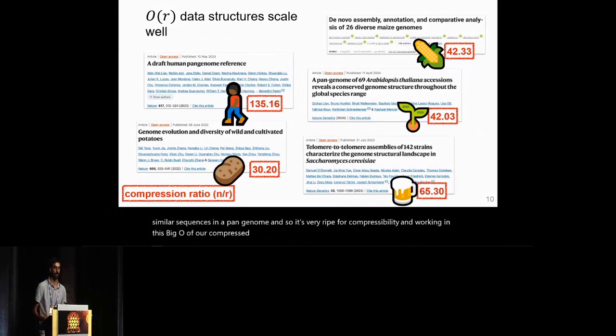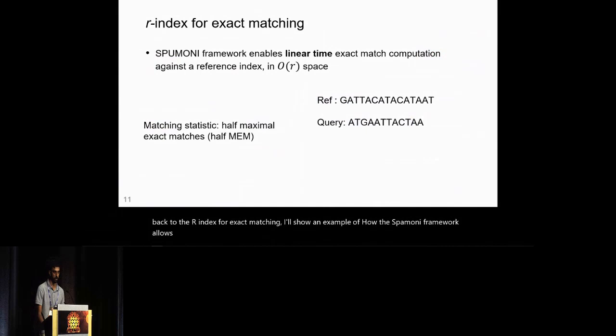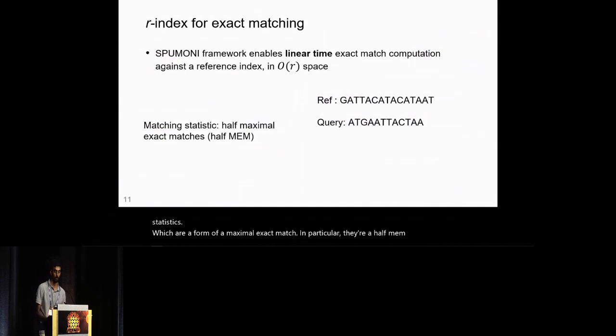And so scaling analyses like adaptive sampling and reclassification to work in this big O of r space is crucial in the pangenome era. So going back to the R-index for exact matching, I'll show an example of how the Sigmoni framework allows linear time exact match computation. What it does is compute matching statistics, which are a form of maximal exact match. In particular, they're half-MEMs, so they're right extendable. And I'll show an example of what that means in a moment.